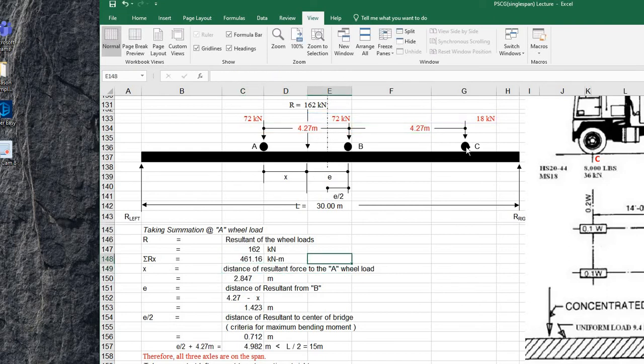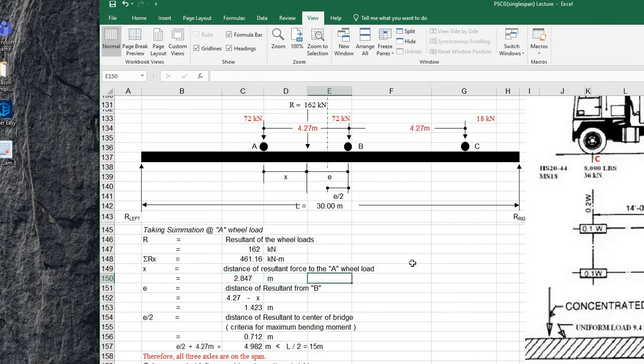Next is, how do we get the location of the reaction? All you have to do is divide this summation moment, the 461.16, by the total load or the resultant load, which will give you 2.85, or 2.847 meters.